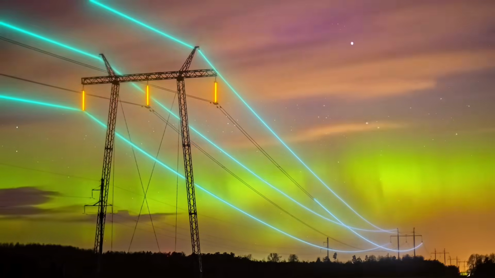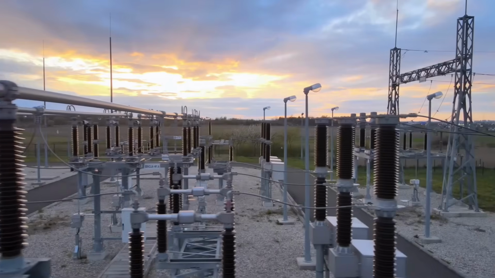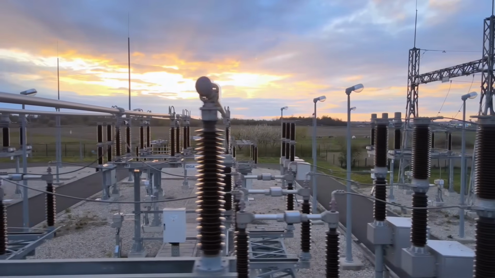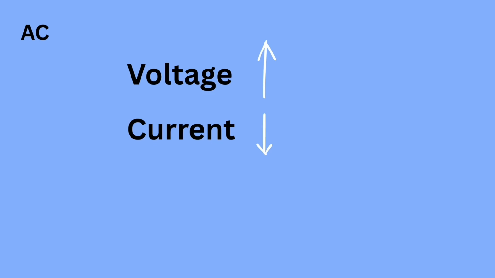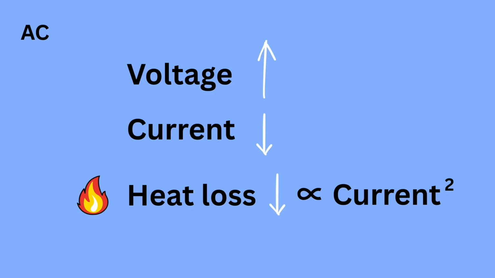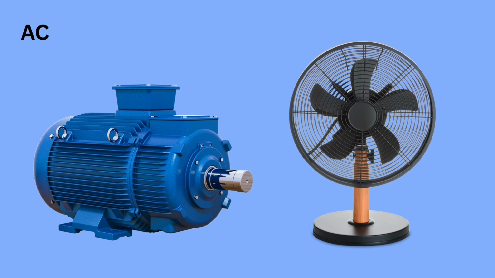Actually, AC is ideal for long-distance transmission because its voltage can be easily increased or decreased using transformers. High voltage means less current, which means lower heat loss. This makes AC more efficient over large distances. Also, most large appliances like motors and fans run directly on AC.